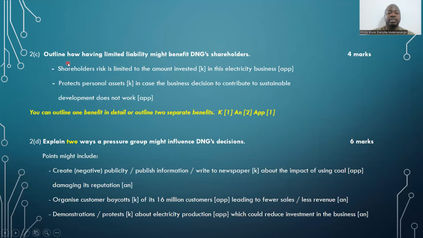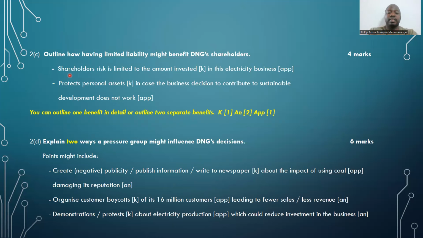Part C reads: outline how having limited liability might benefit DNG's shareholders. So your answer must relate to DNG's shareholders, not the business in general, but only to the shareholders. So for your first answer there, remember, in such a case, you need to put across effect and application. There are 4 marks. So effect, application times 2, you get your 4 marks.